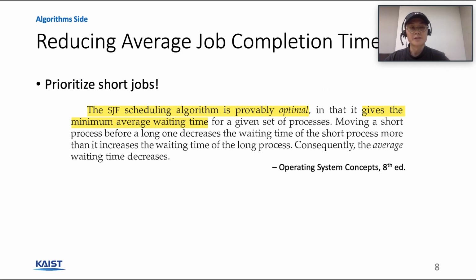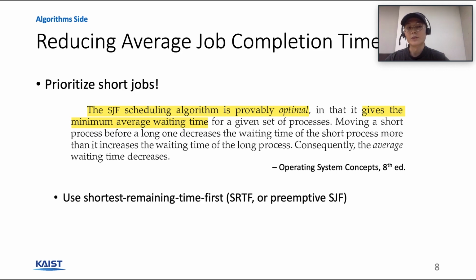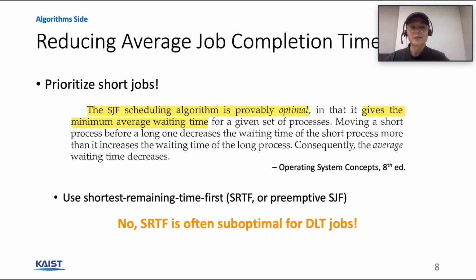Reducing average job completion time may sound trivial because it is studied for decades and now we learn it from textbooks. It is well known that prioritizing short jobs reduces average JCT, as shown in this quote from the operating system textbook that says, shortest job first is provably optimal for minimizing average waiting time, which is equivalent to average JCT. So it may be natural to employ shortest remaining time first, or SRTF. Unfortunately, SRTF is often suboptimal for DLT jobs, so SRTF is not enough.